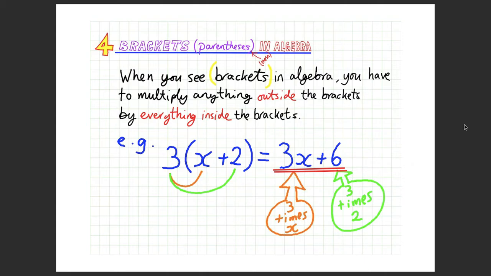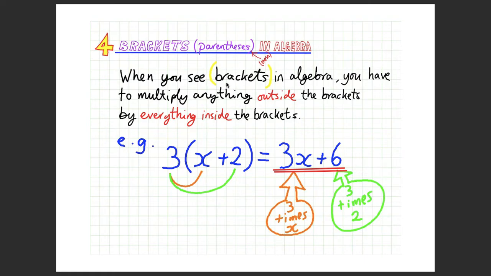Okay, this little video is for MYP2. It's chapter 4 of the current algebra unit, brackets in algebra. Brackets also known as parentheses. If you're Danish, you're familiar with brackets being called parentheses.